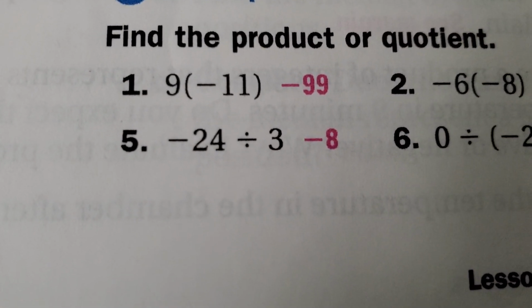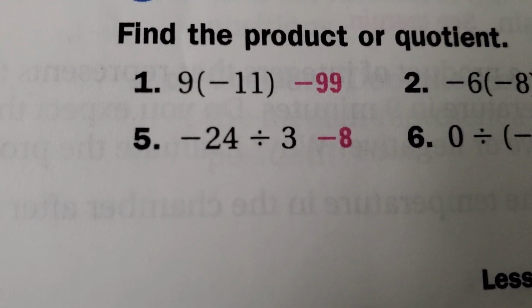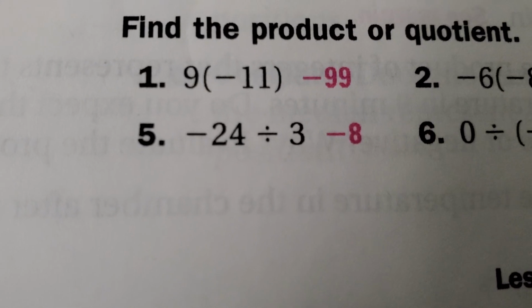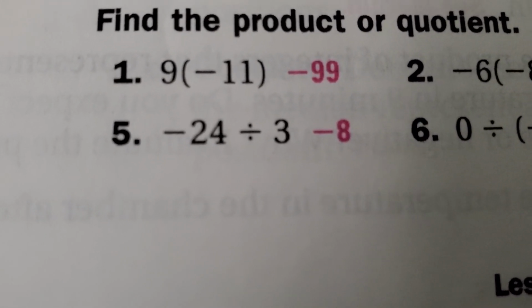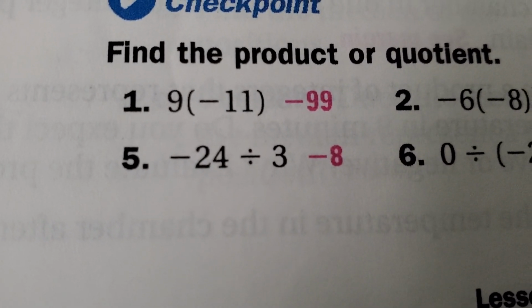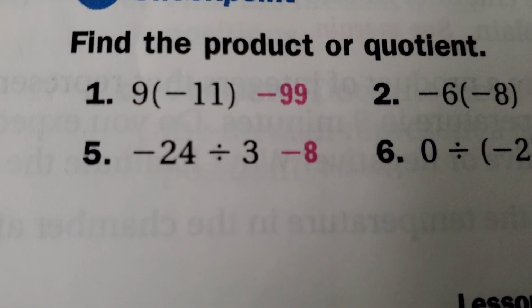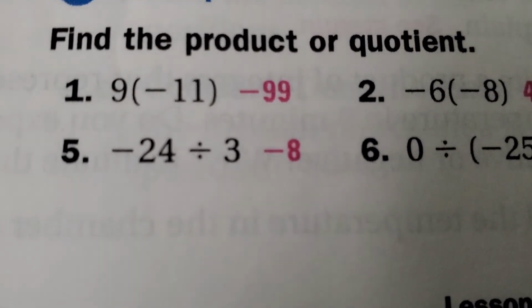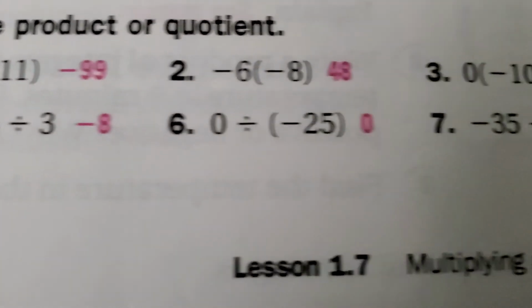Number 5, division. Negative 24 divided by 3. Forget about the positives and negatives. Let's calculate 24 divided by 3. 24 divided by 3 is 8. It's a negative divided by a positive. The signs are different. So my answer is going to be a negative answer. Don't forget to add your negative.